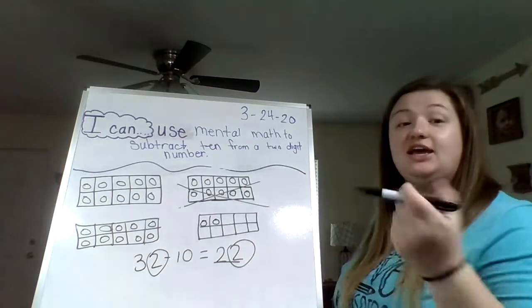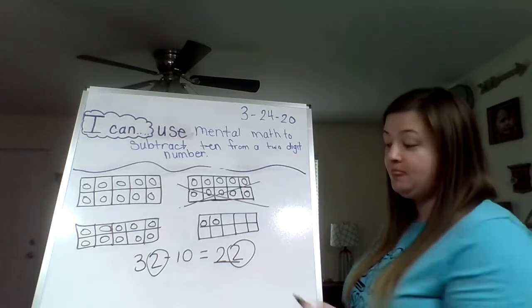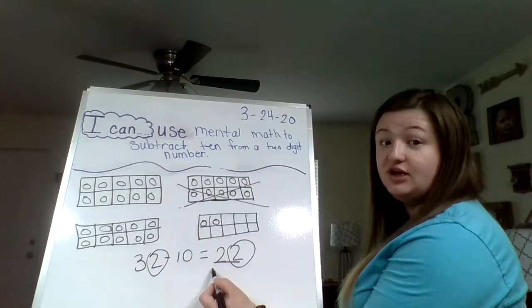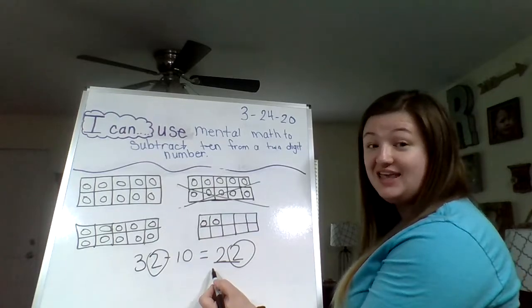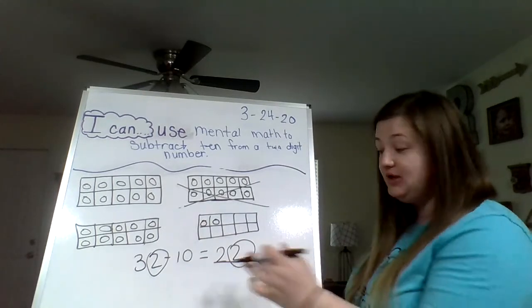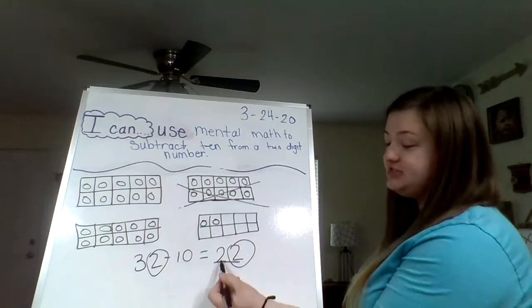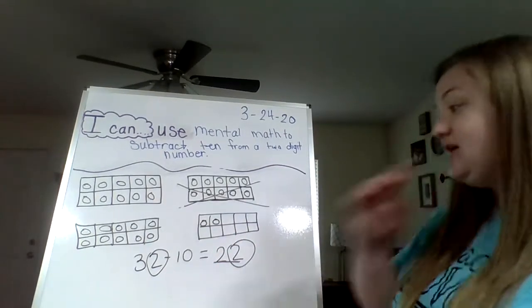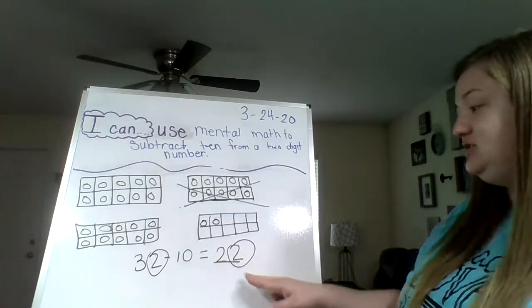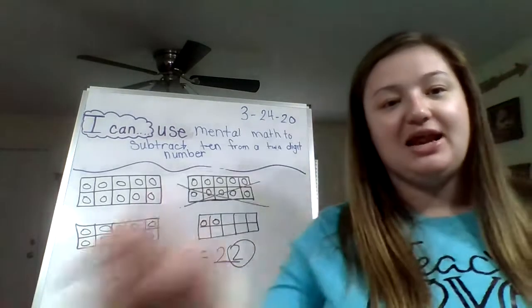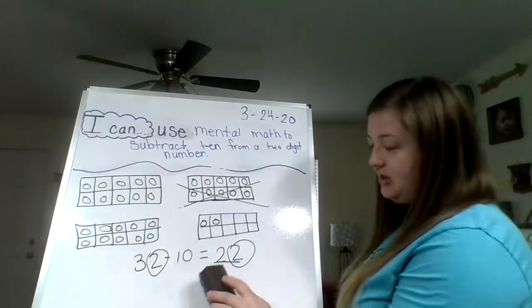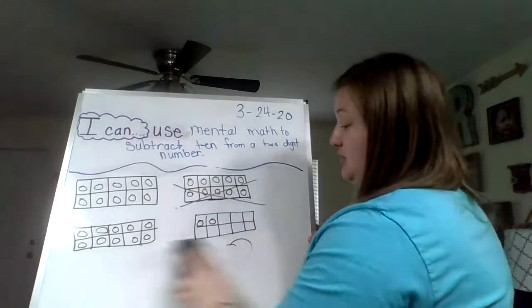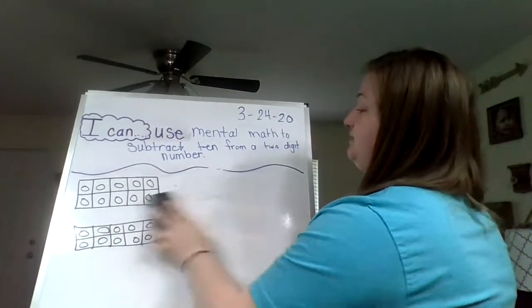So when we are taking 10 away from a number, this ones digit is going to stay the same, but the tens digit is going to go down by 1 if we're taking it away. Now if we were adding to it, this digit would go up by 1, but since we're taking it away, it's going to go down by 1. Okay? So 32 subtract 10 is 22. And once you think about it like that, the tens digit's going to go down, but the ones digit stays the same, using the mental math is going to be a lot easier.